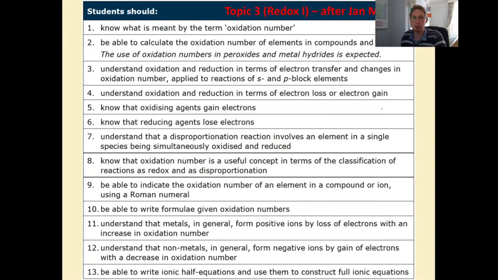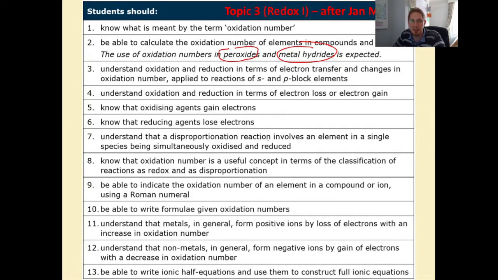So, having a look at what you should be able to do: know what we mean by the term oxidation number, and calculate oxidation numbers of elements in compounds. You do need to be aware of the special oxidation numbers in peroxides and metal hydrides as well. Understand oxidation and reduction in terms of electron transfers, that's from GCSE, and changes in oxidation number for S and P block elements. Understand oxidation and reduction in terms of electron loss or gain, again GCSE.